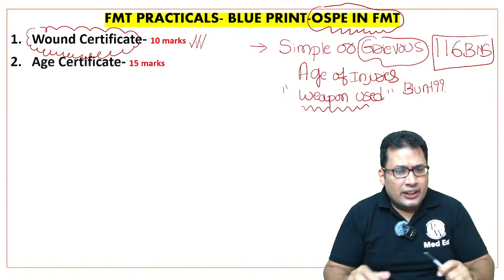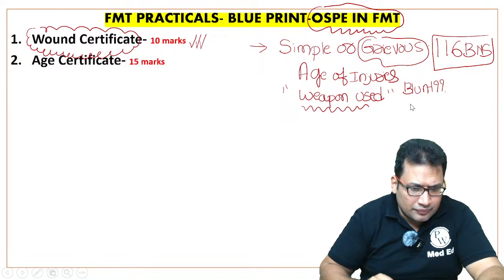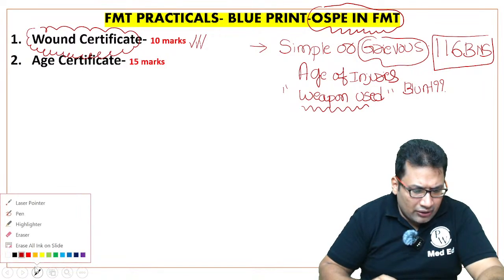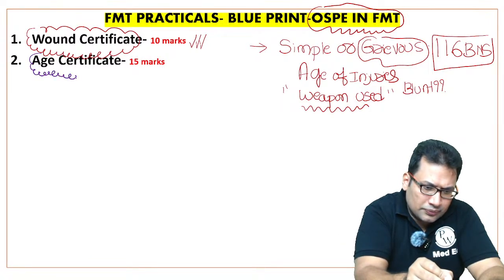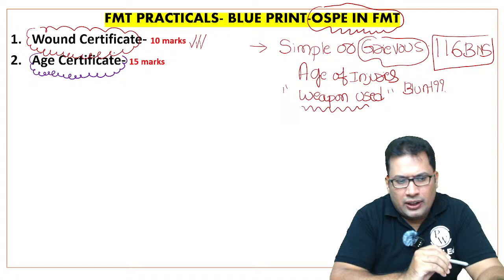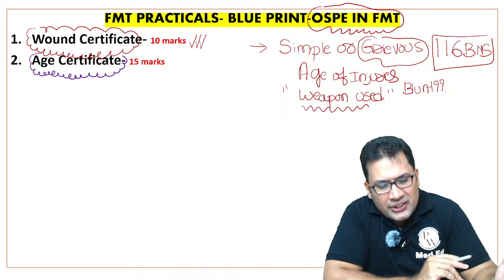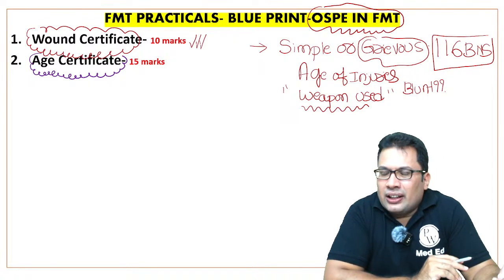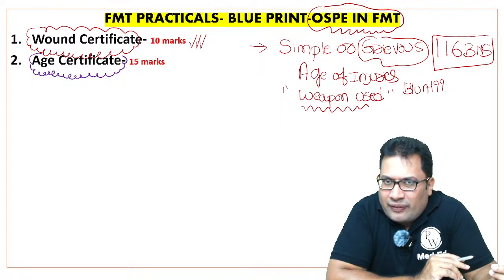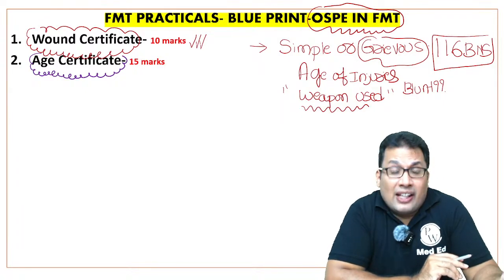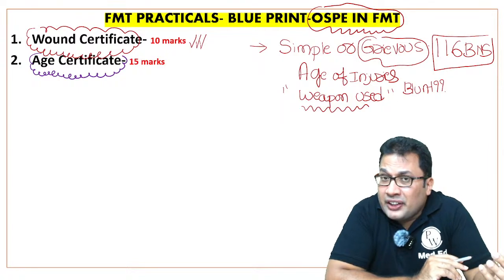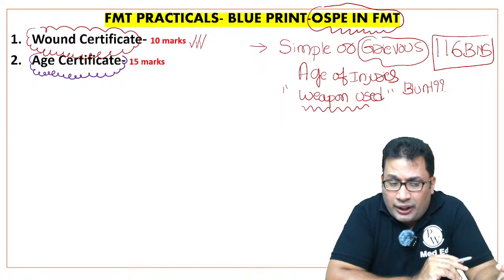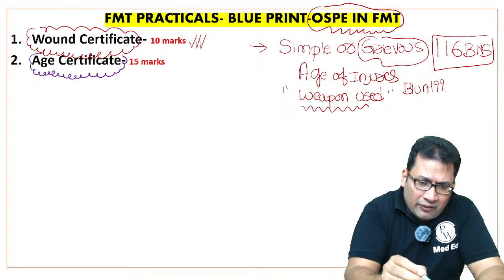The second exercise is your age certificate. It can be 15 marks, because the age certificate is lengthy. You need to write about the general physical examination, dental examination, X-ray findings or the ossification centers, and also the final opinion. So, the age certificate is usually 15 marks.